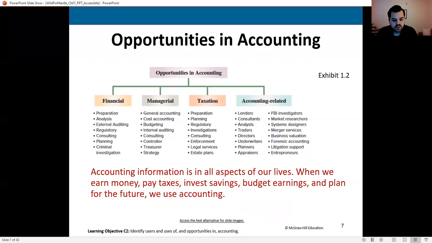So, of course, there are many different areas. The 4 main areas here are what we call financial, managerial, taxation, and related. So financial, you're either preparing financial statements, analyzing them, doing external auditing, regulatory, consulting work, anything like that.